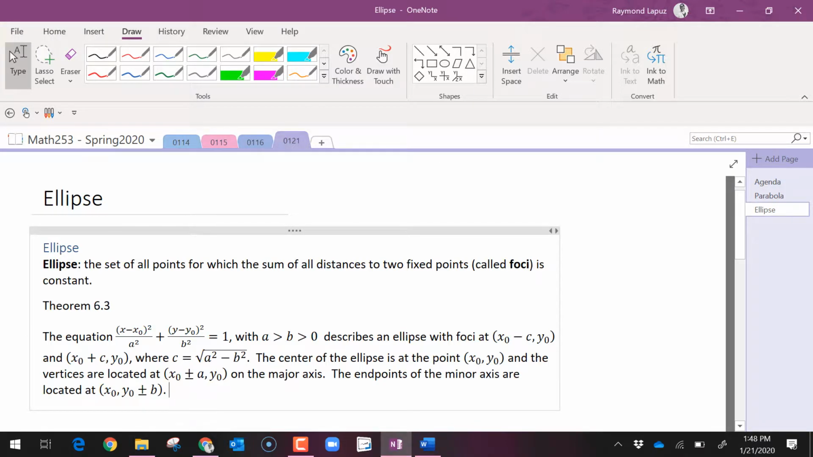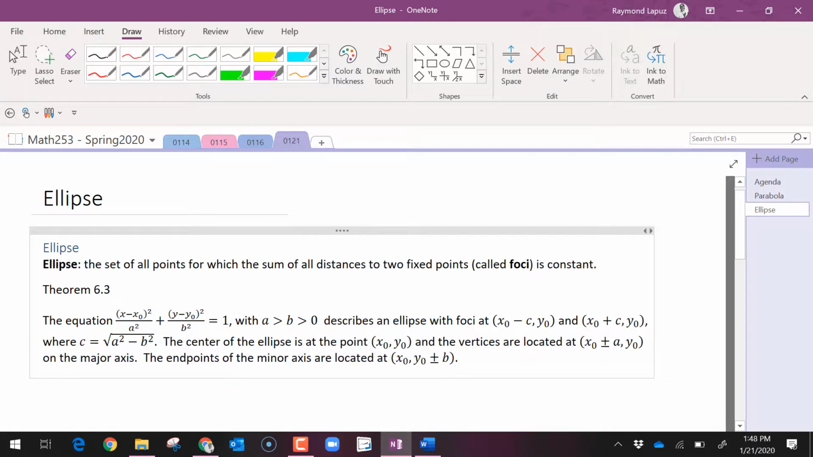So an ellipse is a set of points in which the sum of the distances between 2 fixed points, called the foci, focus points, is constant. Set of all points for which the sum of all distances, the sum is constant. Is. That's correct.